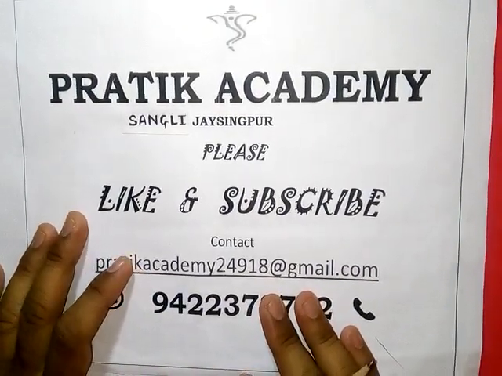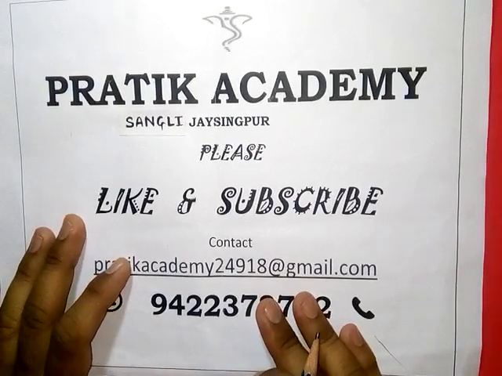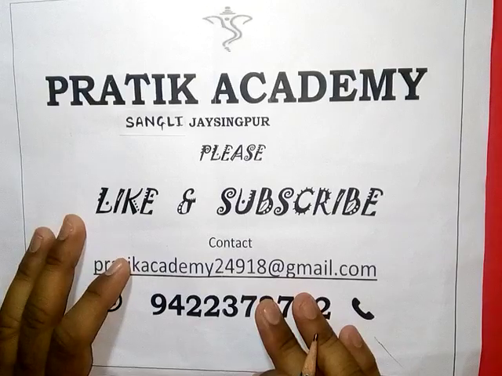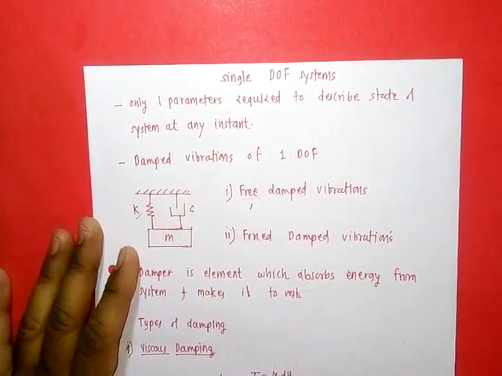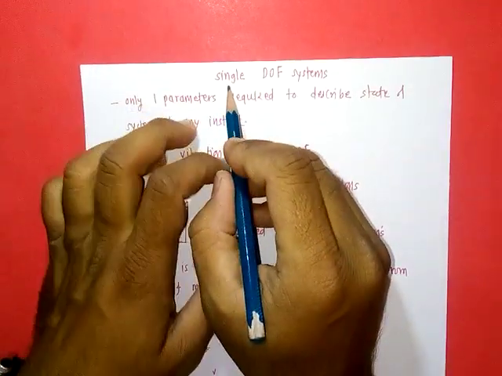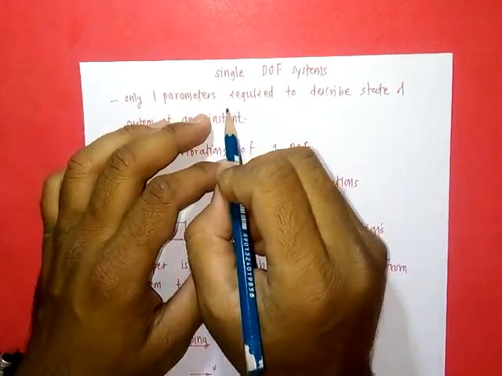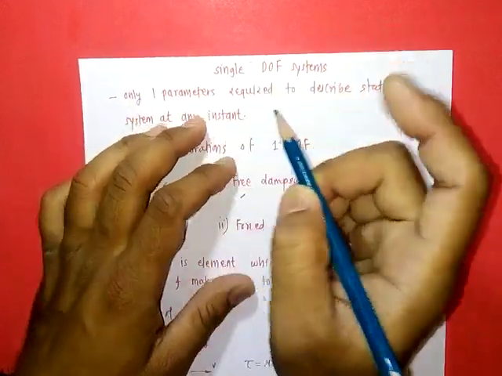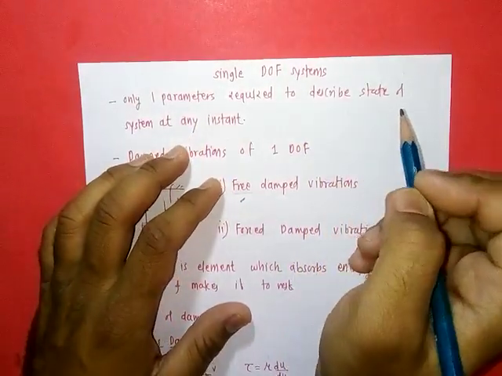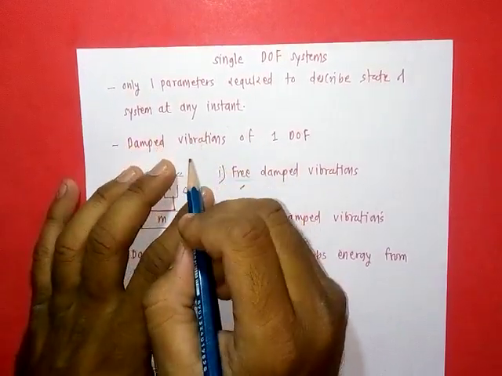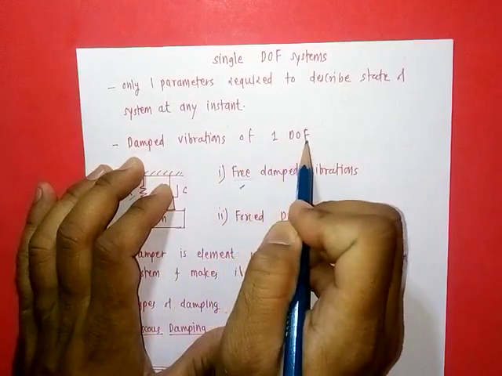In the last video, we saw sample numericals based upon the first chapter, and in this video, we are starting our second chapter, that is single degree of freedom system. As discussed in the first chapter, single degree of freedom systems are the systems which require only one parameter to completely describe their state at any instant. In this chapter, we are studying damped vibrations of single degree of freedom systems.